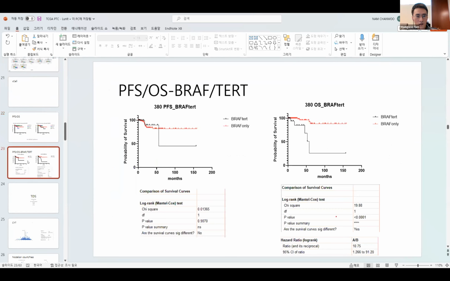Because this PFS OS is actually interesting. This just happened like 40 minutes ago. So I ran BRAF plus TERT samples compared to BRAF only samples. And PFS didn't show any difference, but OS had a significant difference actually. So when they co-express, it's a very worse prognosis. And this is actually kind of rare in thyroid, other statistics.